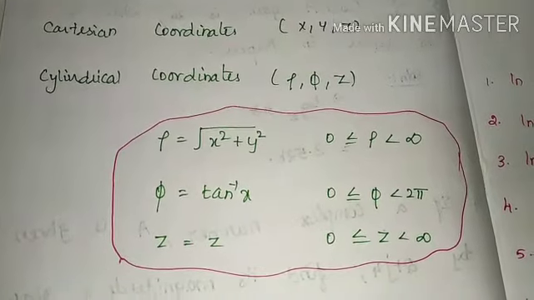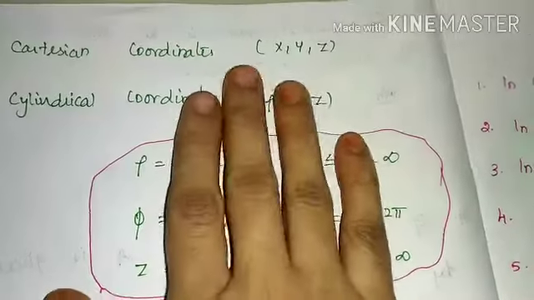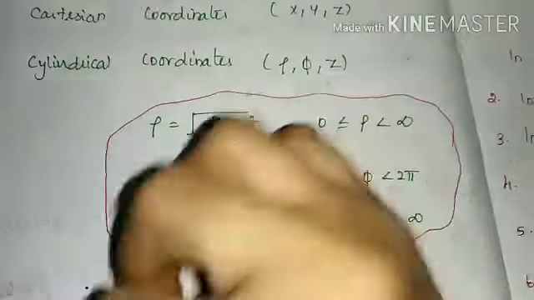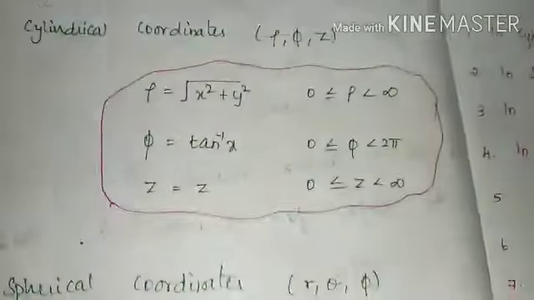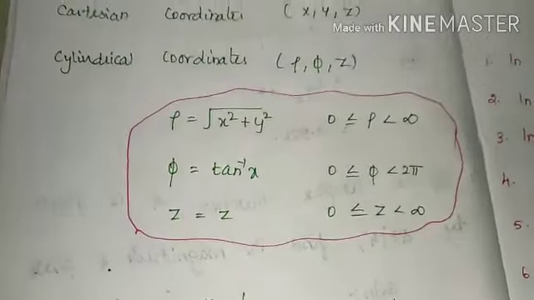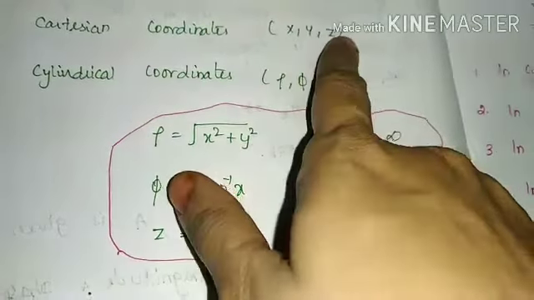Right? Now we will see the concept in this Cartesian coordinate system. There were three types of coordinate system: Cartesian coordinate system, cylindrical coordinate system, and a spherical coordinate system. These are the coordinates. Cartesian coordinate system is x, y, z, right?